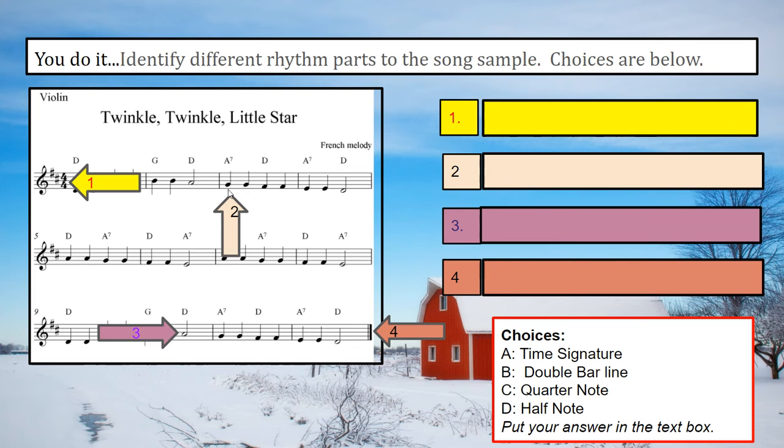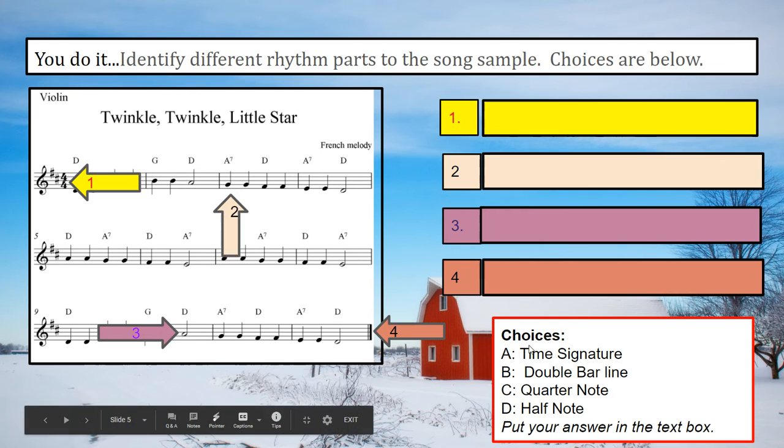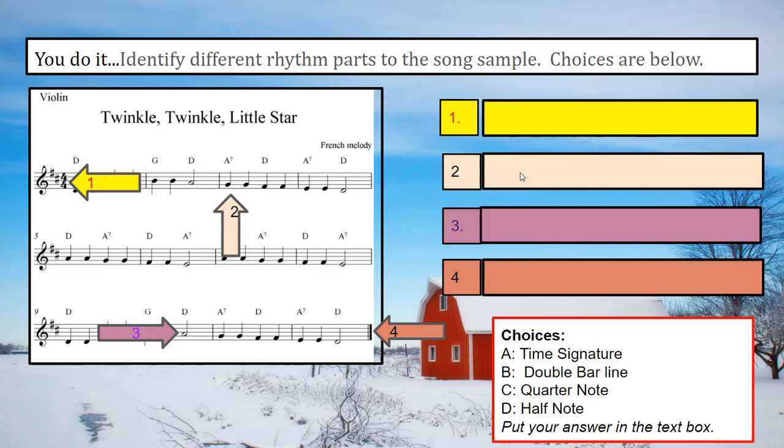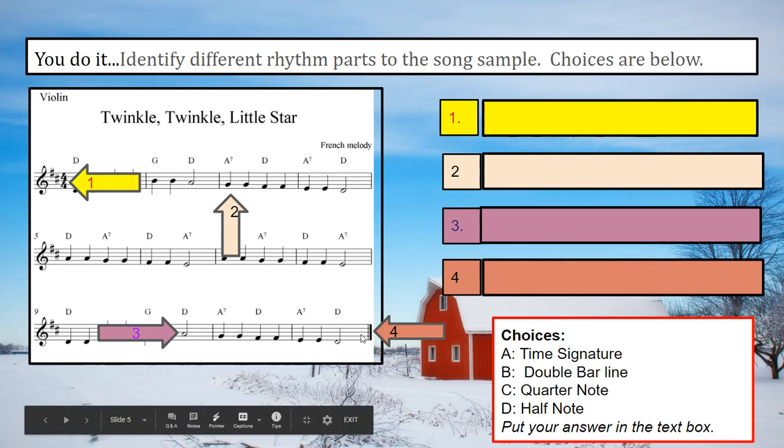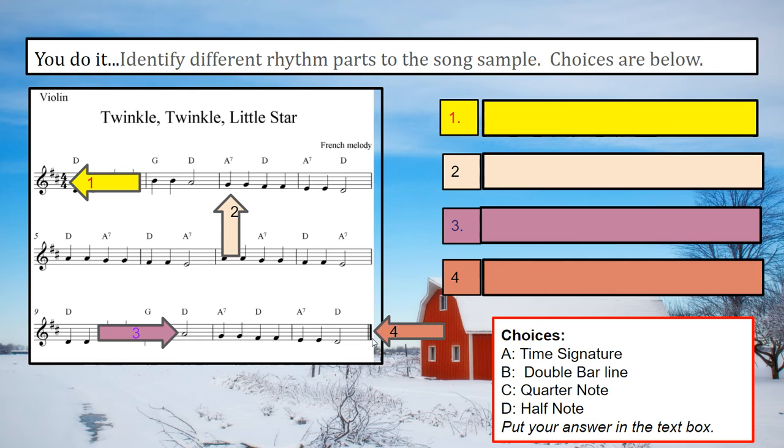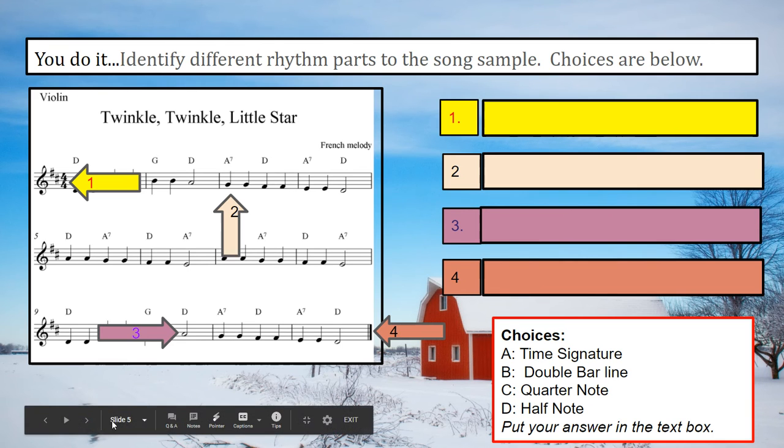Number 2, it's pointing to this right here. So again, I'm going to choose from my choices right here and put my answer right there for number 2. Here's what number 3 is pointing at. There's number 3. Notice they're all color-coded. And here's number 4. It's pointing at these things right here. You'll put your answer for number 4 there.